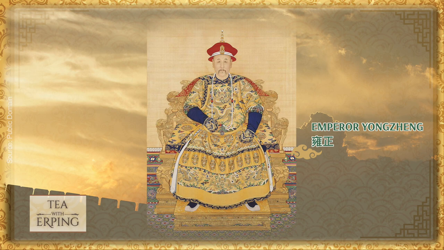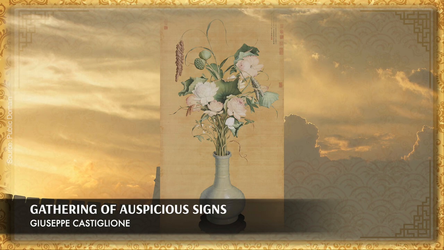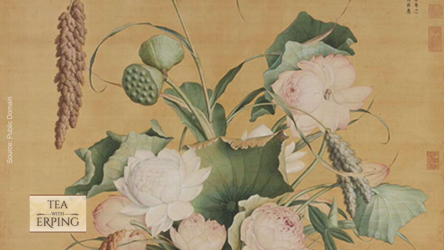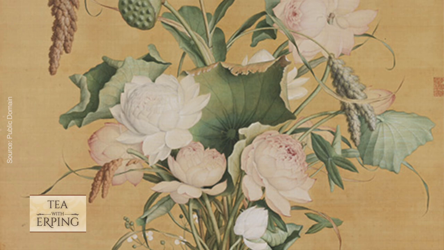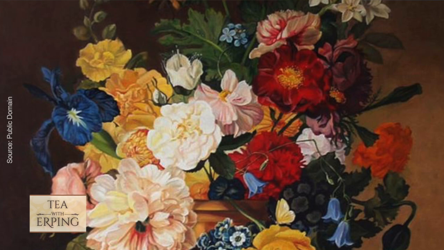One is a striking gathering of auspicious signs, which Castiglione finished in 1723, in the first year of Emperor Yongzheng's reign. He was wise to Chinese symbolism and painted dual blossom lotuses and stalks of rice with two ears of grain, traditional symbols of a sagacious emperor. Don't they bear some resemblance to the paintings of flowers from the Dutch masters?